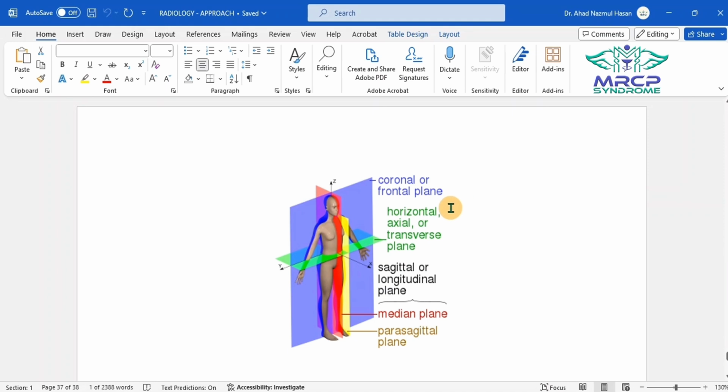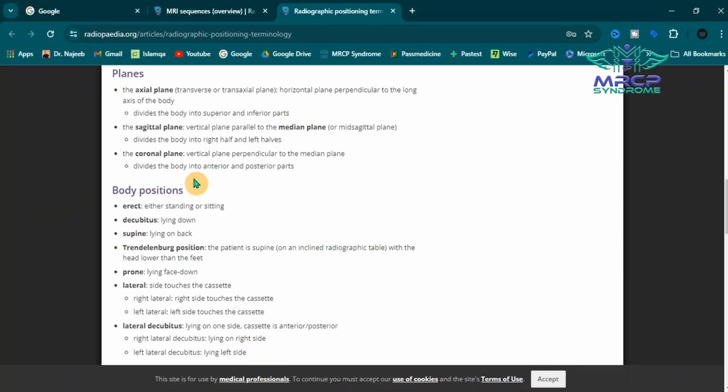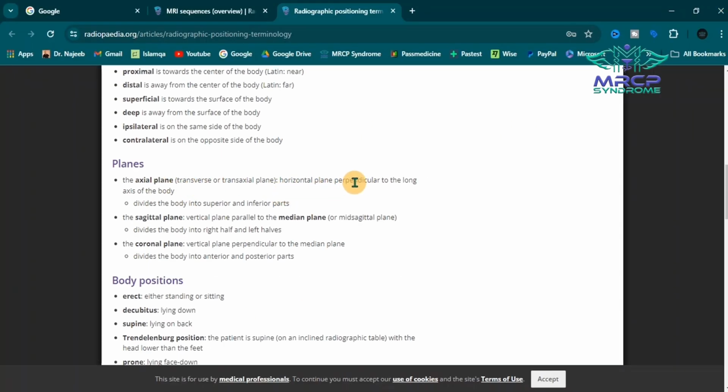Then we have the horizontal plane, also known as the axial plane or transverse plane, also known as the transaxial plane. So if we cut across at 90 degrees, this is known as the horizontal plane. The axial plane is the horizontal plane perpendicular to the long axis of the body. It divides the body into superior and inferior parts.